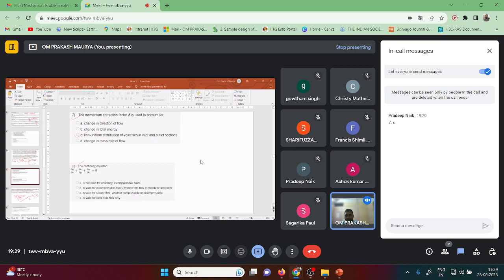For the continuity flow, the equation is given: del u by del x, plus del v by del y, plus del w by del z is equal to 0. Whether this equation is valid for a steady flow or incompressible is option A. Option B is that it is valid for a compressible fluid, whether the flow is steady or unsteady. Option C is that it is valid for a steady flow, whether compressible or incompressible. Option D is valid for ideal fluid flow only.